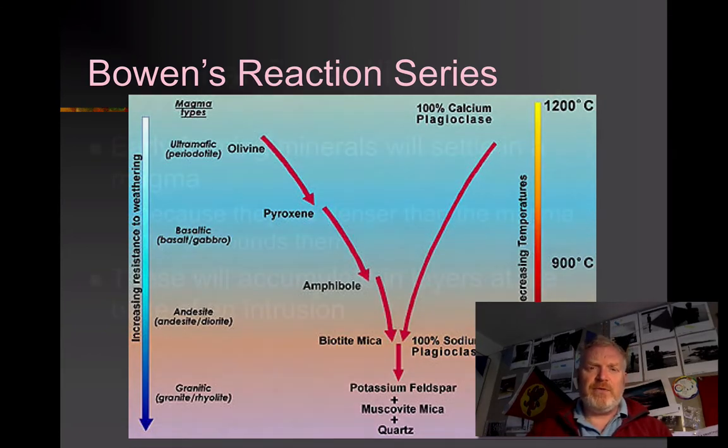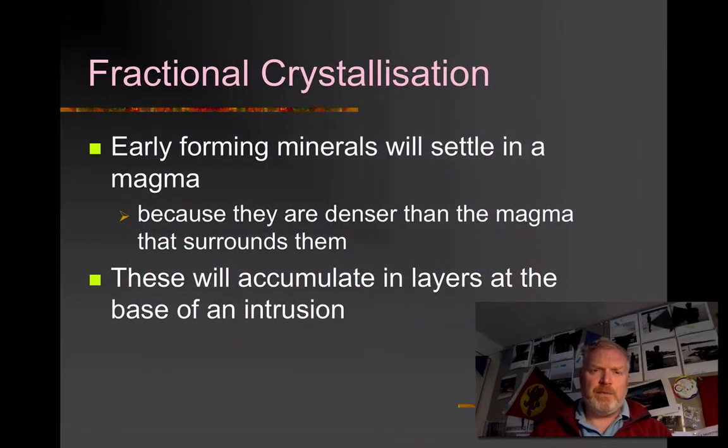Now, this has a number of different effects. The first of these is called fractional crystallization. You may have heard in science of ideas like fractional distillation, where we can distill different liquids at different temperatures. Oil processing, oil refining is an example of that. Fractional crystallization is looking at the crystallization of different minerals at these different temperatures.